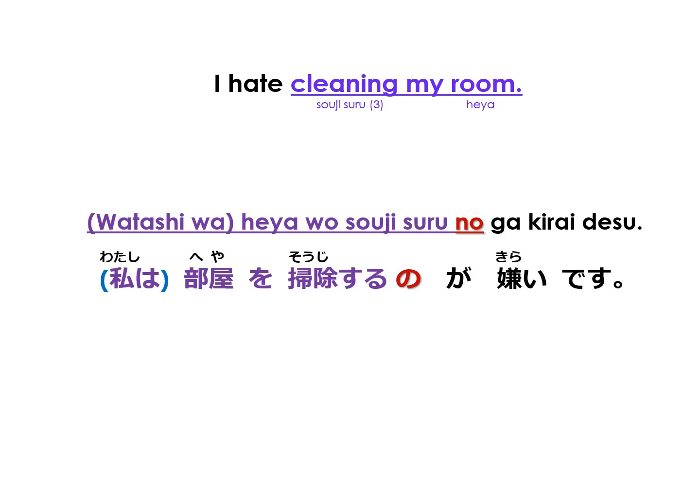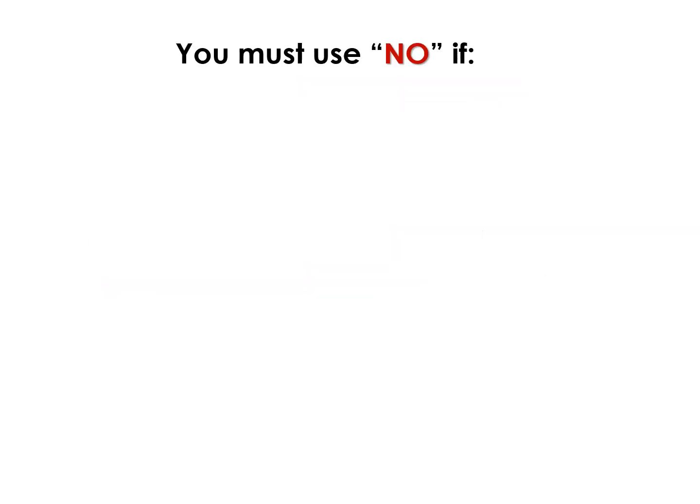Next sentence, "I hate cleaning my room." In Japanese, 私は部屋を掃除するのが嫌いです。And using koto with less of an emotional connection, 私は部屋を掃除することが嫌いです。Now, when must you use no when nominalizing?